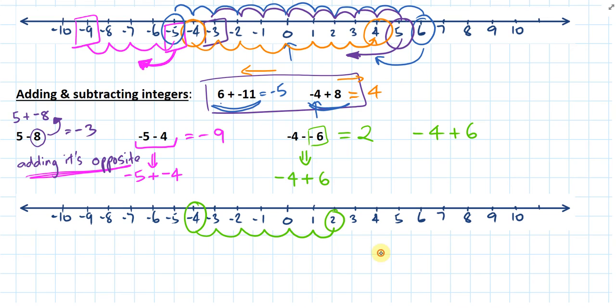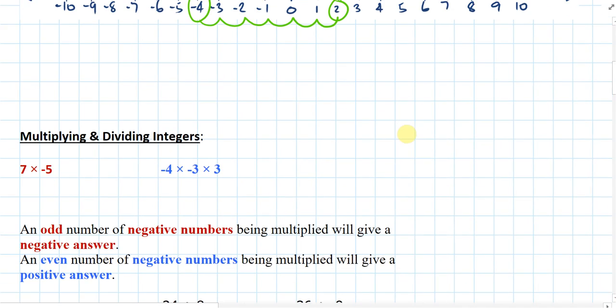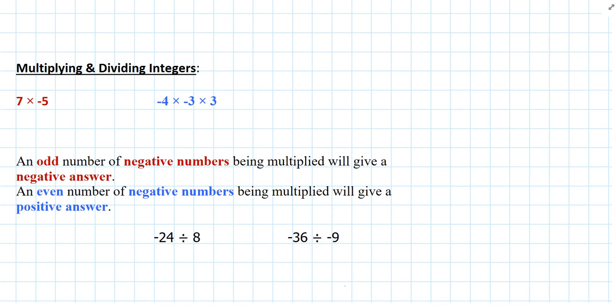Let's have a look at multiplying and dividing. So this is the rule. If you have an odd number of negative numbers being multiplied or divided, this will give you a negative answer. So if we look at 7 times negative 5, we've got one negative number in that sum, so our answer is also going to be negative. So 7 times 5 is 35. That 5 is negative, so your answer will be negative 35.